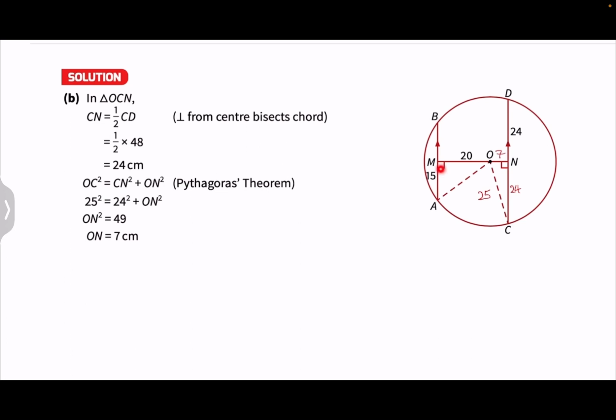So to find the distance of MN, which is the perpendicular distance between the two chords, we'll take MO plus ON, which will be 20 plus 7, giving us 27. So the perpendicular distance between AB and CD will be 27 centimeters.